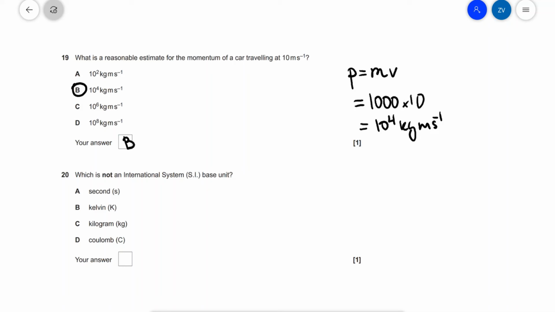20, easy last question, perfect. Which is not an SI base unit? So the second is a base unit, the Kelvin is, the kilogram is, the coulomb, however, is not. So the correct answer is D.